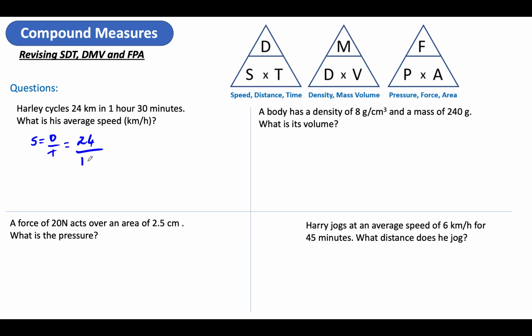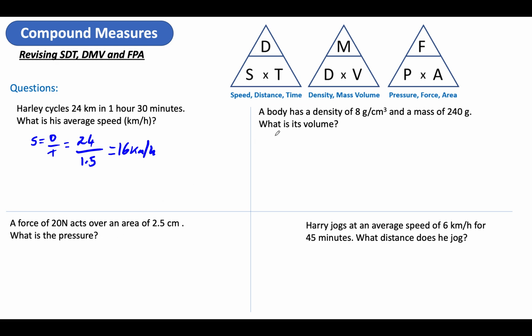That's 1.5 hours. Now, if you changed your 30 minutes into hours, you divided it by 60, you'd find it was 0.5, and then add the 2 things together. Either way, it's 1.5 hours. I know that, so I can just do it as it is. Right, 24 divided by 1.5 equals, are you ready for this? 16. Did you get it right? I hope you got it right. Kilometers per hour.